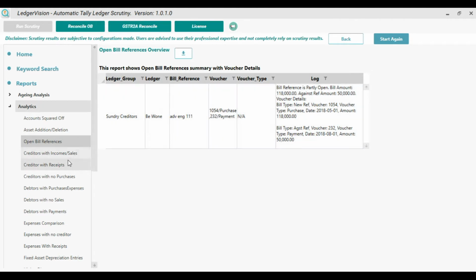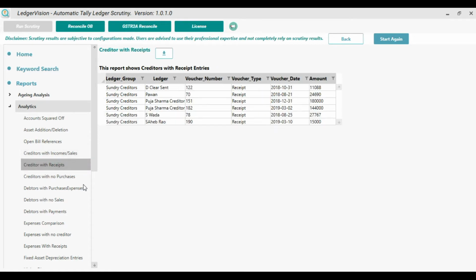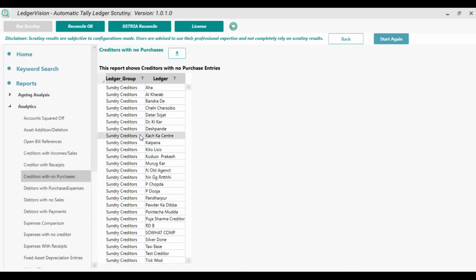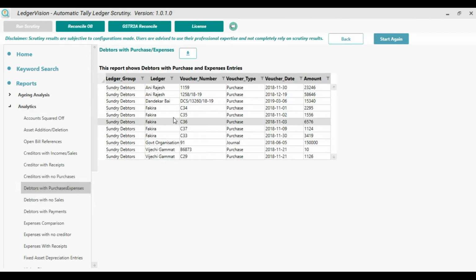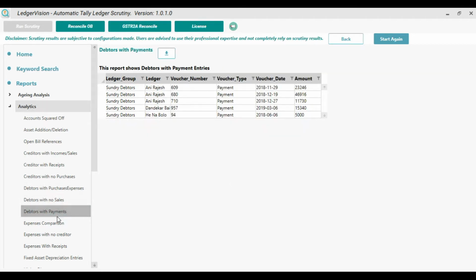This is given here. This report is creditors with income and sales entries. This report is creditors with receipt. Creditors with no purchases. So these are the creditors where no purchase transactions are there. Debtors with purchases, so these are the debtors where purchases have taken place. Debtors with no sale, debtors with payment.